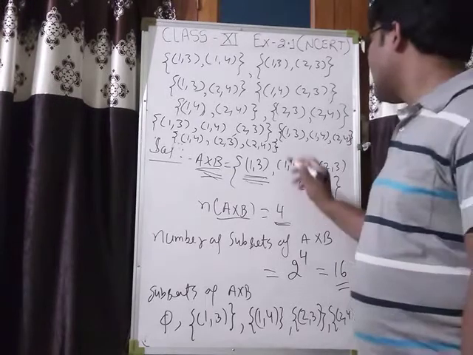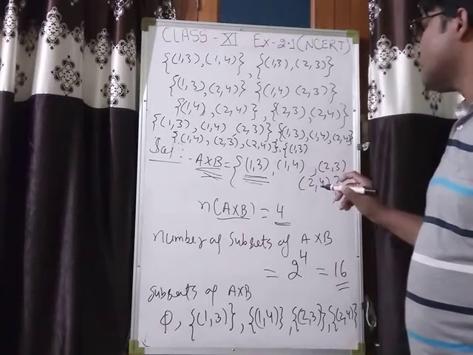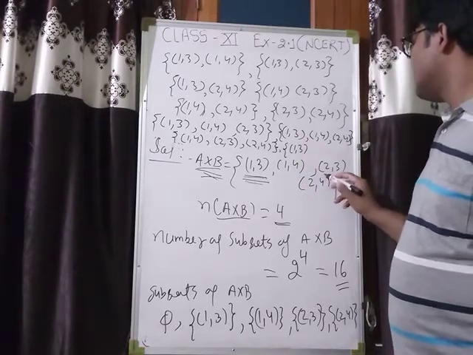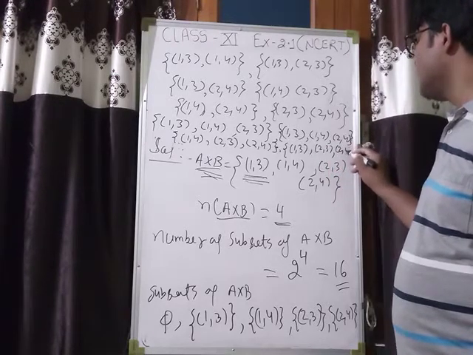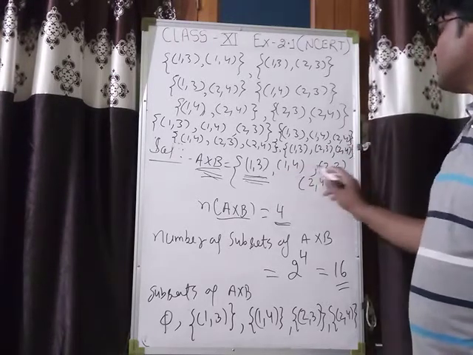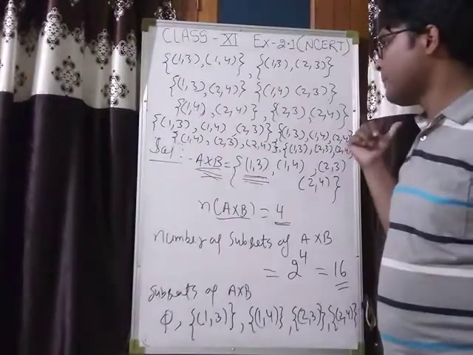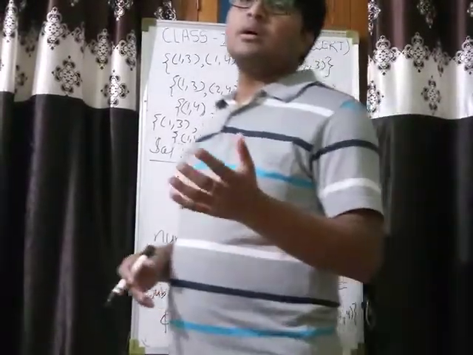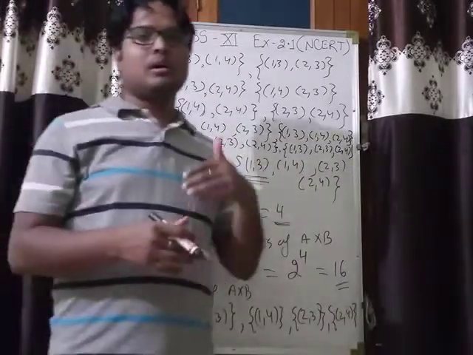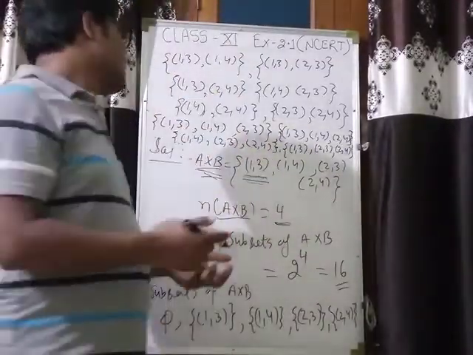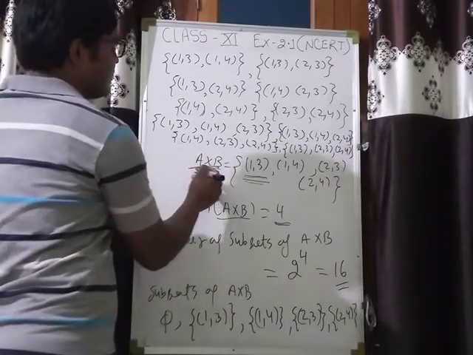Okay. And another one, and that is the 15th one, {(1,3),(2,3),(2,4)}. This is the 15th one. If this is small, you can zoom in, you will see everything. And the last one, we know that every set is a subset of itself. So the last one is A cross B itself.